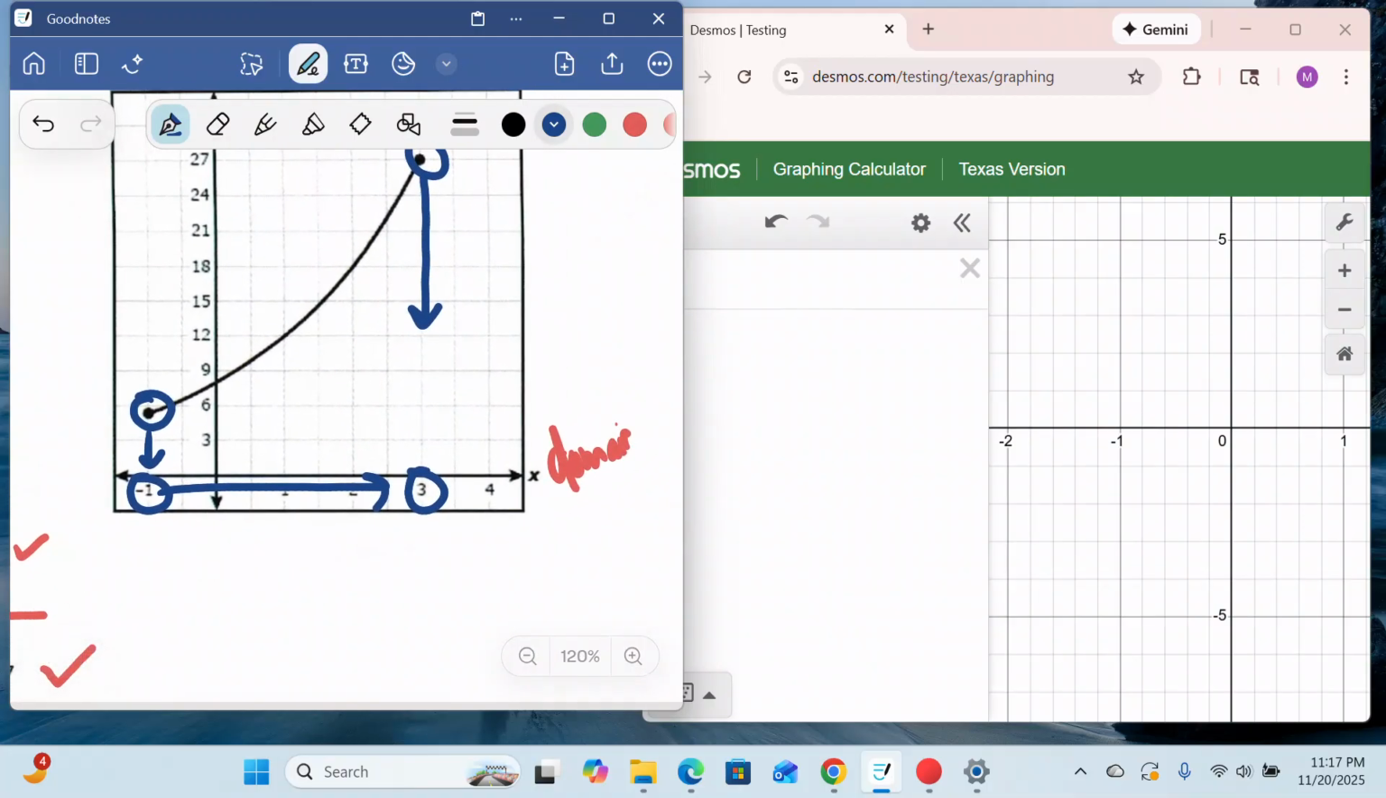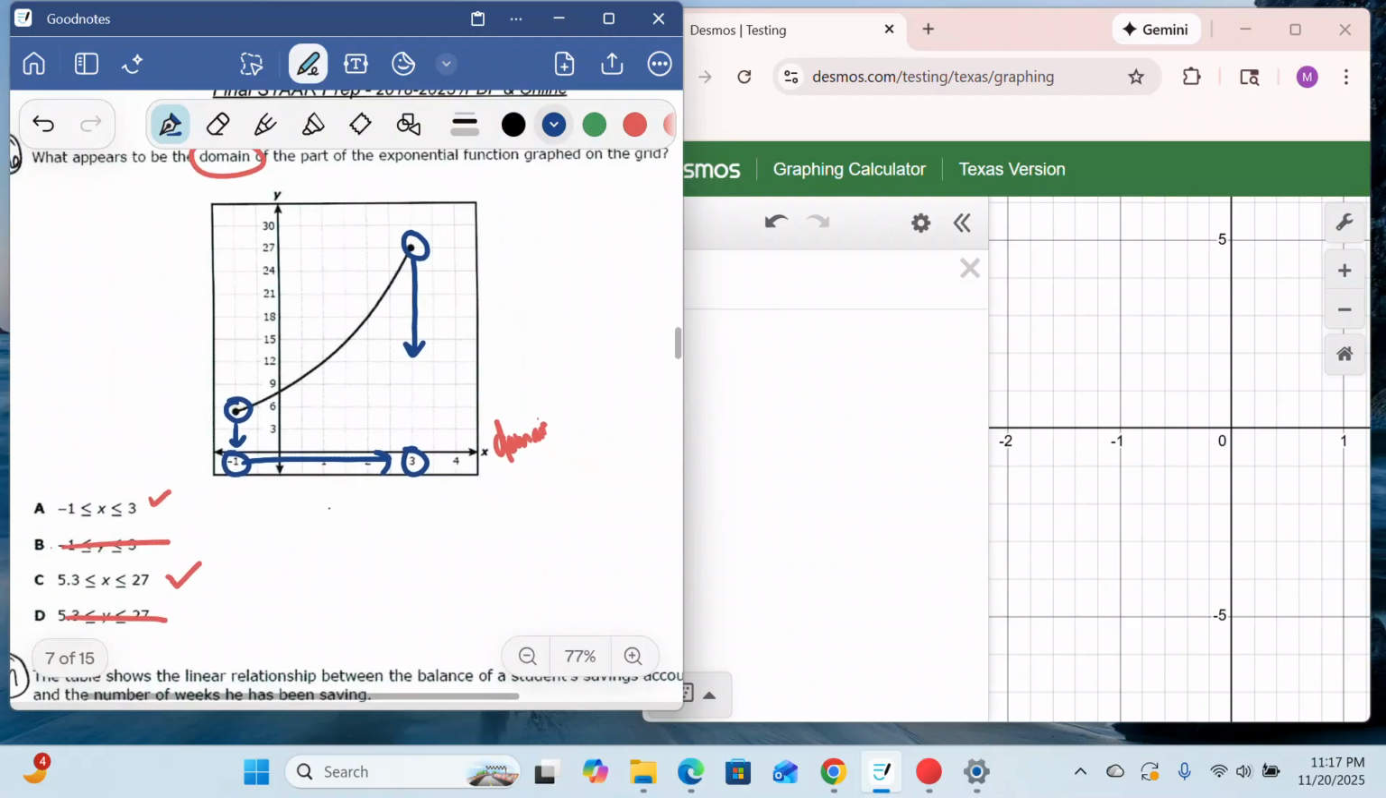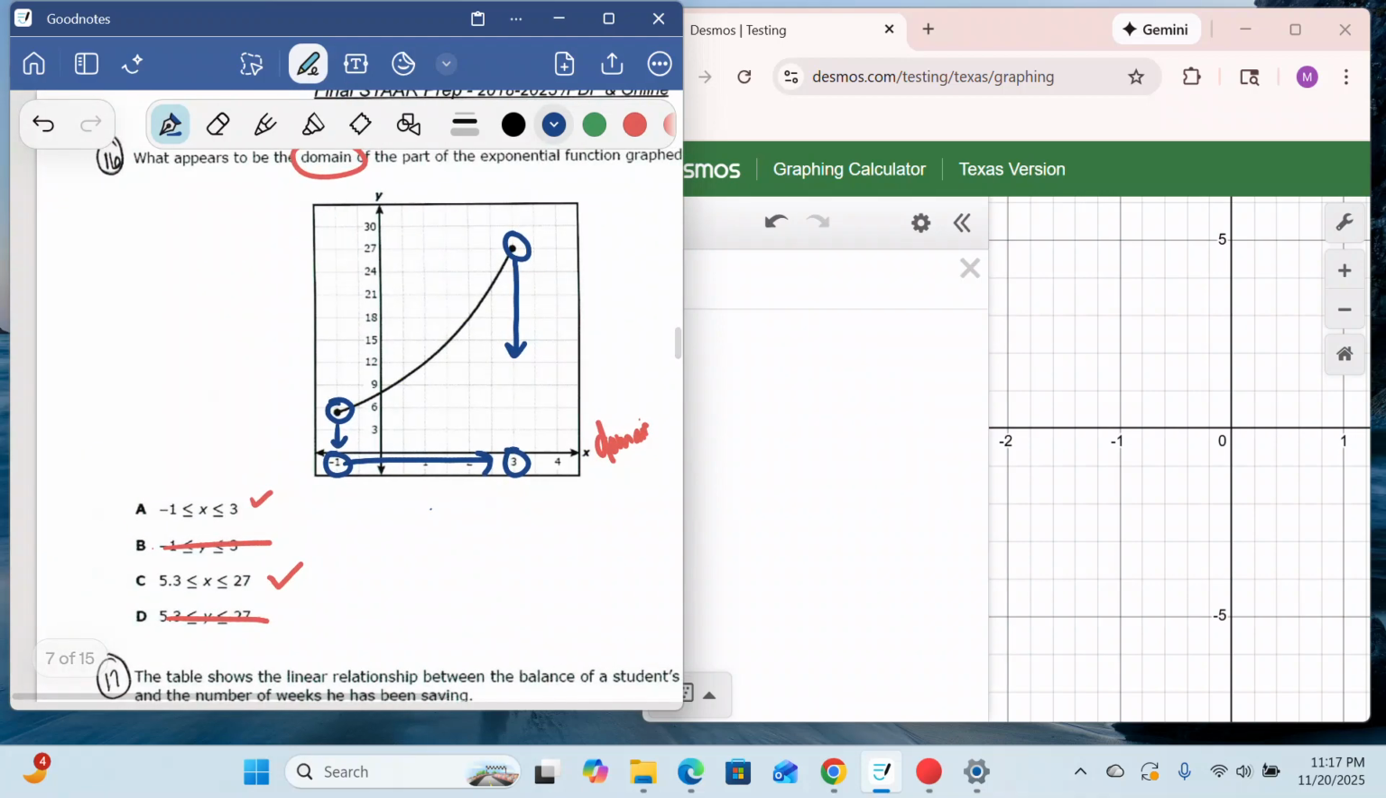My domain cannot be 4, 5, 6, because it doesn't have an arrow and it's not going to continue going. So if I look at the choices, the only choice that works is letter A. So the domain is between -1 and 3: -1 is less than or equal to x, and x is less than or equal to 3. That is my answer choice.